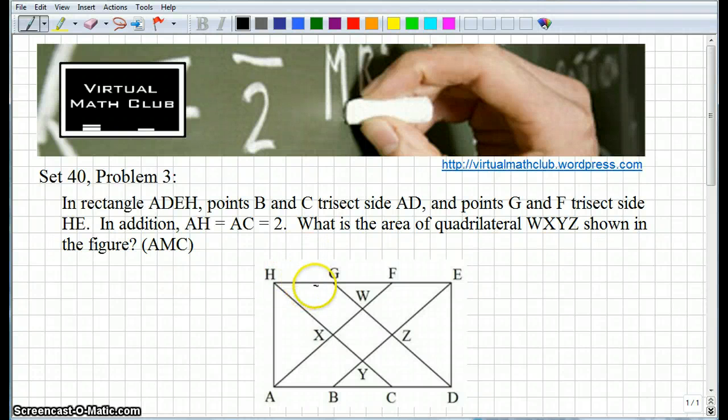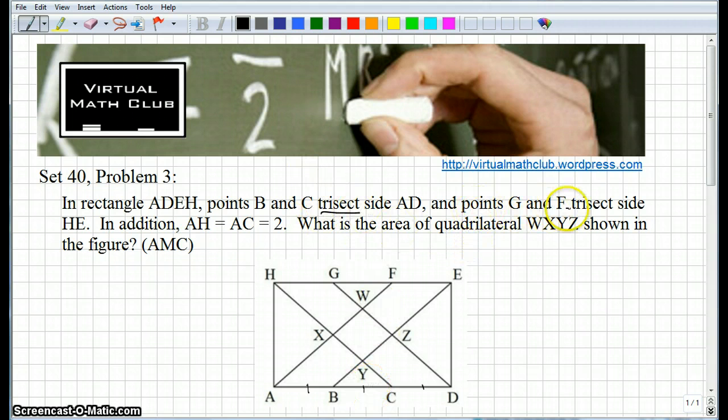Problem number 3. We have this rectangle, ADEH, and we're told that points B and C trisect the length AD. Okay, so if it trisects it, it breaks it up into 3 equal segments. So this segment and this segment have to be equal to each other, because we're told it's trisecting it.